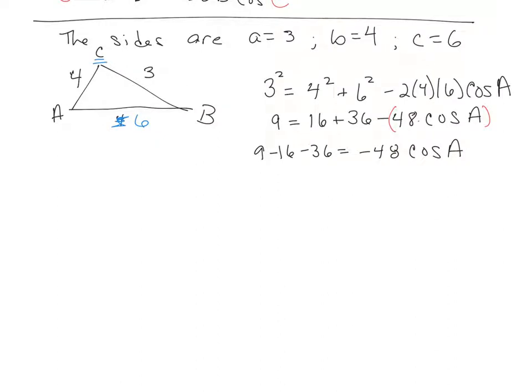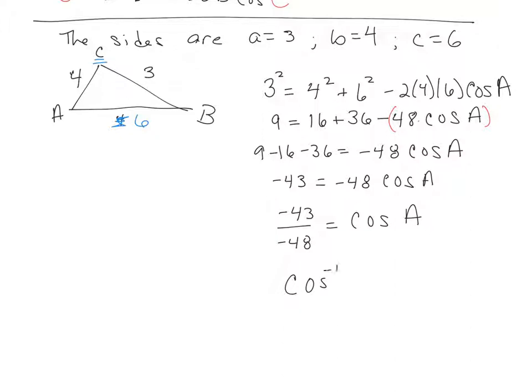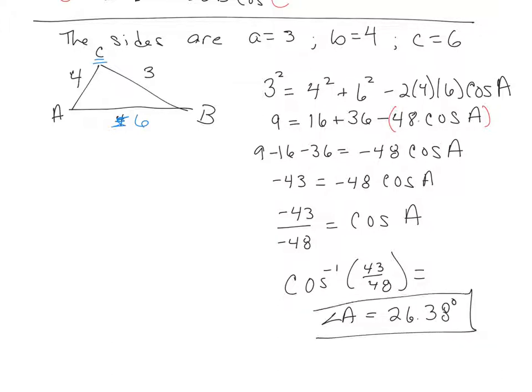Which goes ahead and gives us negative 43 is equal to negative 48 cosine A, or negative 43 over negative 48 is equal to the cosine of A. To find the measure of the angle value, remember that's just taking the inverse cosine of 43 over 48. So angle A is equal to 26.38 degrees.